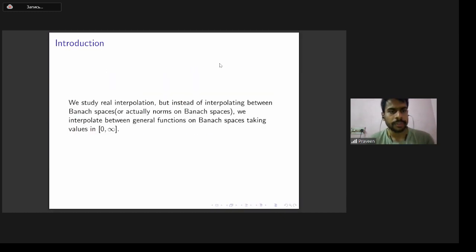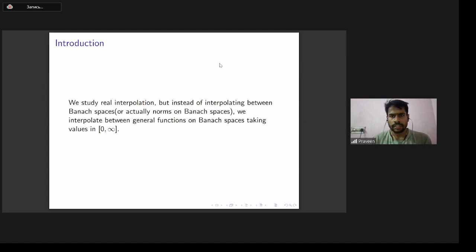In this talk, we basically study the real interpolation. Classically, the real interpolation deals with the interpolation between a pair of Banach spaces. But in this work, we change this perspective: rather than interpolating between a pair of Banach spaces, we are interpolating between their respective norms, such that these norms are allowed to take values in the closed interval [0, infinity], and the resulting interpolation function we have is again a norm, and the respective domain is nothing but the classical interpolation space between those two Banach spaces.